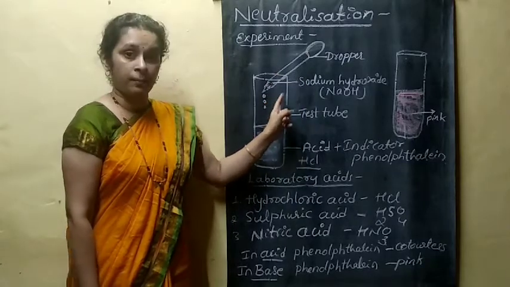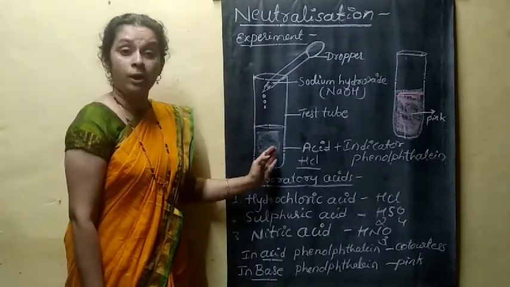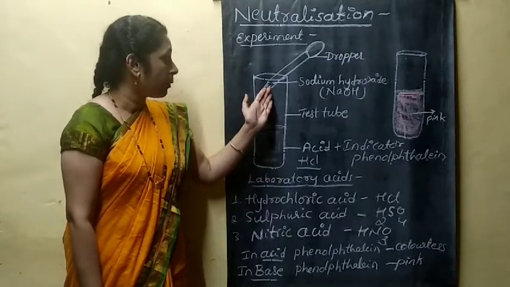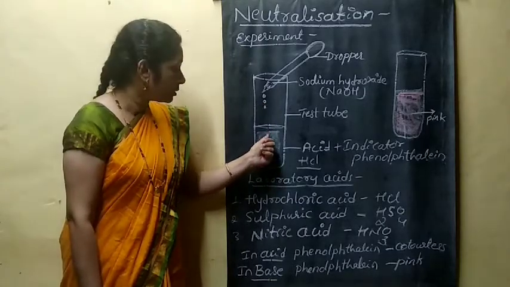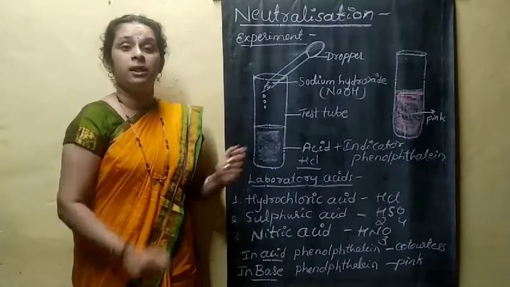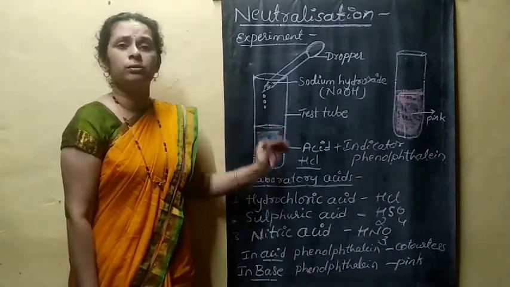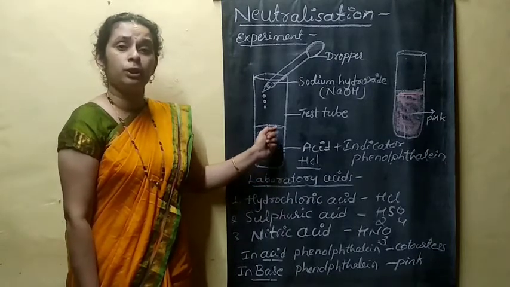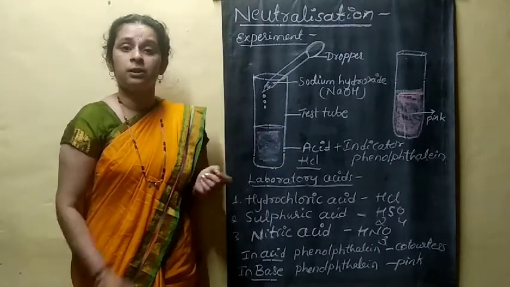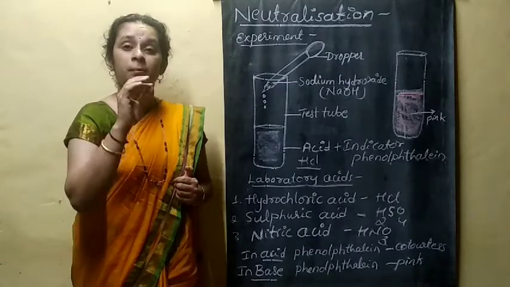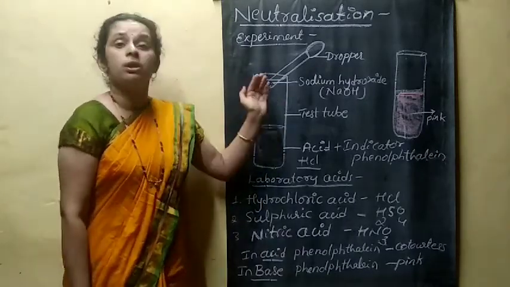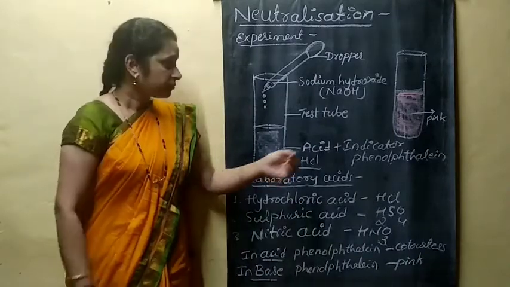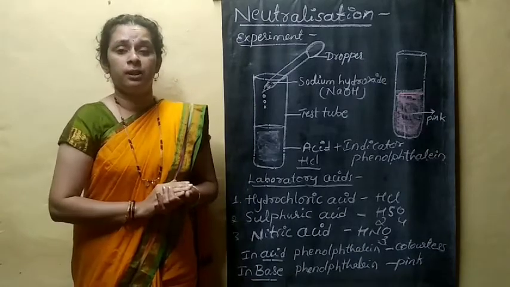What happens when you go on adding the sodium hydroxide solution to the hydrochloric acid? What happens as the amount of base goes on increasing? The color will start changing. When you add one more drop of sodium hydroxide solution to the acid, at that one drop the color will appear. You will notice the color change to a light pink color. If you add more and more sodium hydroxide, the color will become dark pink. That means the phenolphthalein indicator is pink in basic solution.